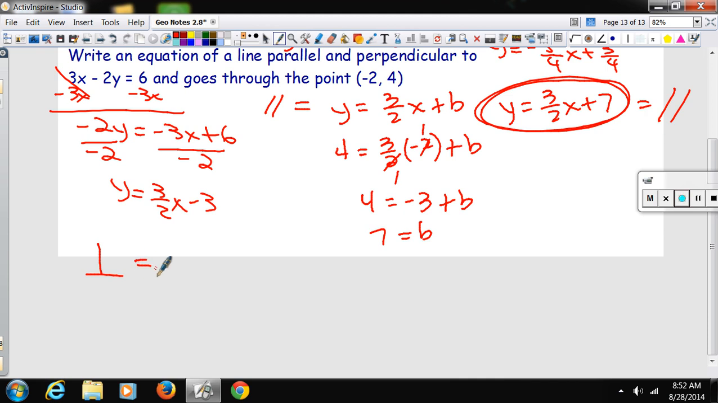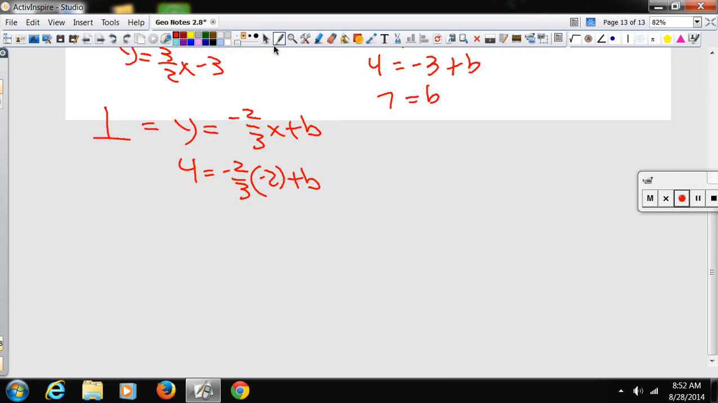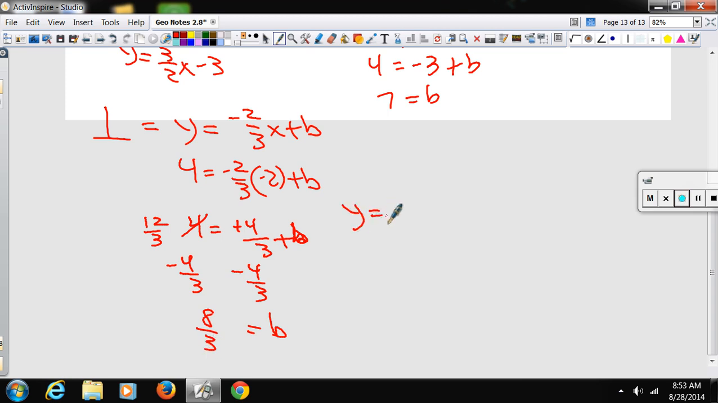Perpendicular, you need the opposite and the reciprocal. So negative 2/3 x plus b, plug in the same point. So 4 equals negative 2/3 times negative 2 plus b. So 4 equals positive 4/3 plus b. Subtract 4/3. This is going to be 12/3. You're going to get b equals 8/3. So negative 2/3 x plus 8/3.